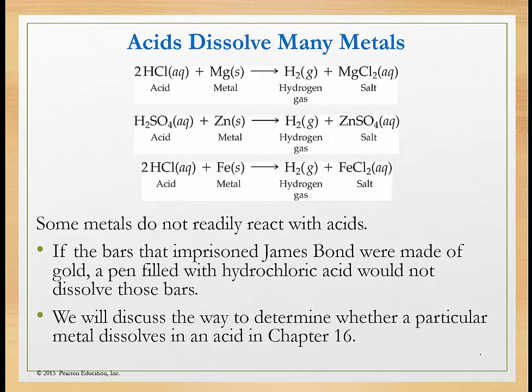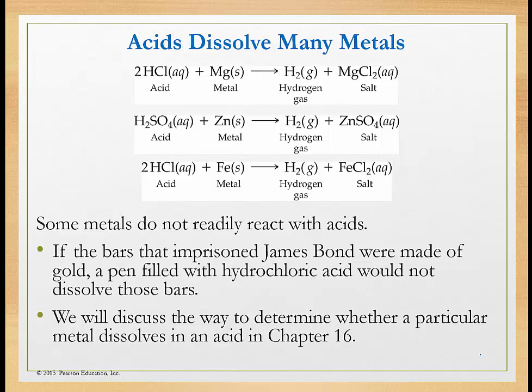Now, there are a lot of metals that are reactive with acid. So 3 examples shown here are the reaction with magnesium, zinc, and iron. Okay, various acids that will react with those. For the magnesium and the iron here, it's shown them reacting with hydrochloric acid. With the zinc, it's reacting with sulfuric acid. And you can see that all 3 of those reactions produce hydrogen gas and some sort of a metal salt.